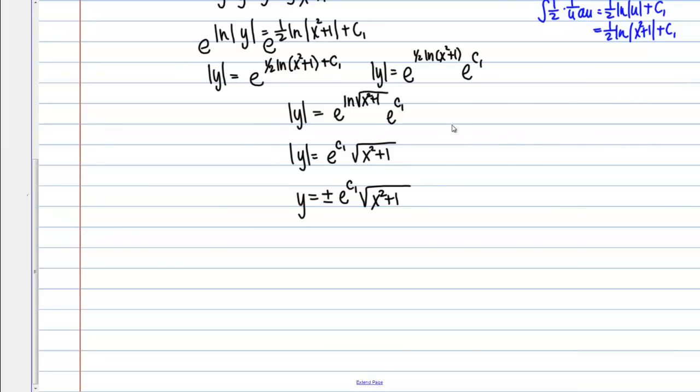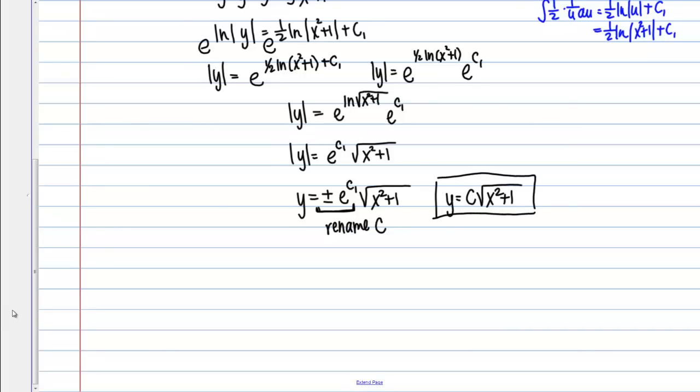All right, there's only one last step. I have this plus or minus e to the c1, and c1 represents just some arbitrary constant. But e to the c1 is also an arbitrary constant, and plus or minus e to the c1 is also just an arbitrary unknown constant. So I don't need to write plus or minus e to the c1. I can just rename this to be c, just for easier notation. So then this becomes y equals c times the square root of x squared plus 1. And this is an explicit solution, right? I have y as a function of x.